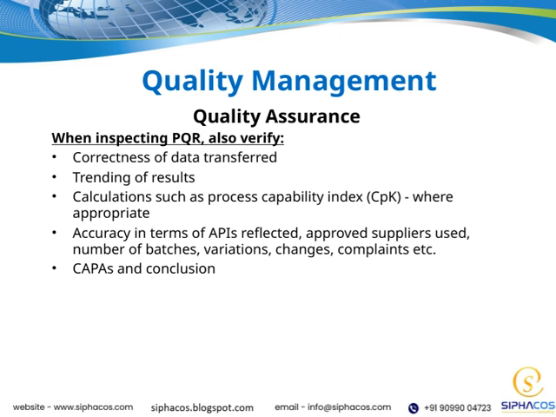We should also look at calculations like the Process Capability Index, CPK, when it's relevant, to assess how well the process meets specifications. Accuracy is key, so we check that APIs are correctly reflected, that we're using approved suppliers, and review the number of batches, any variations, changes, or complaints.